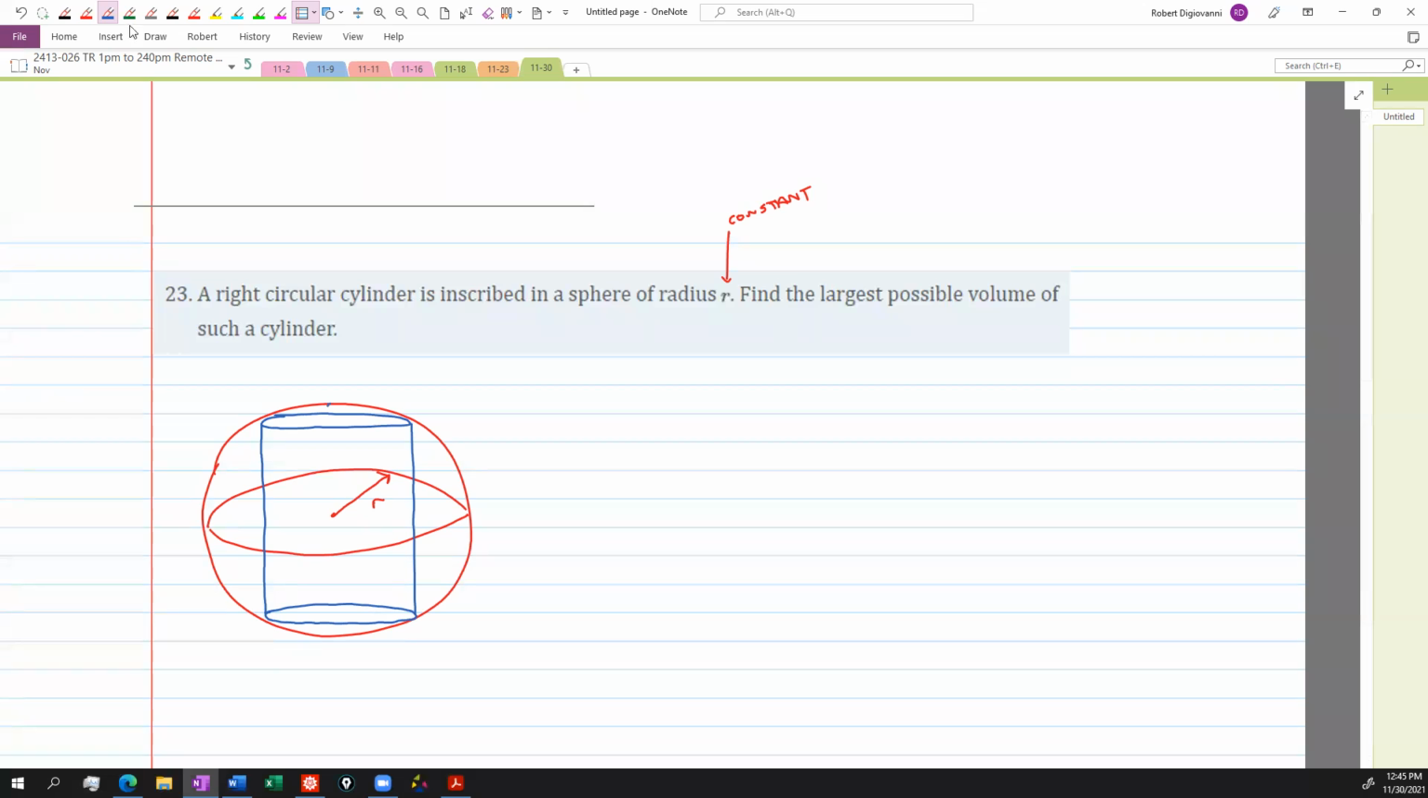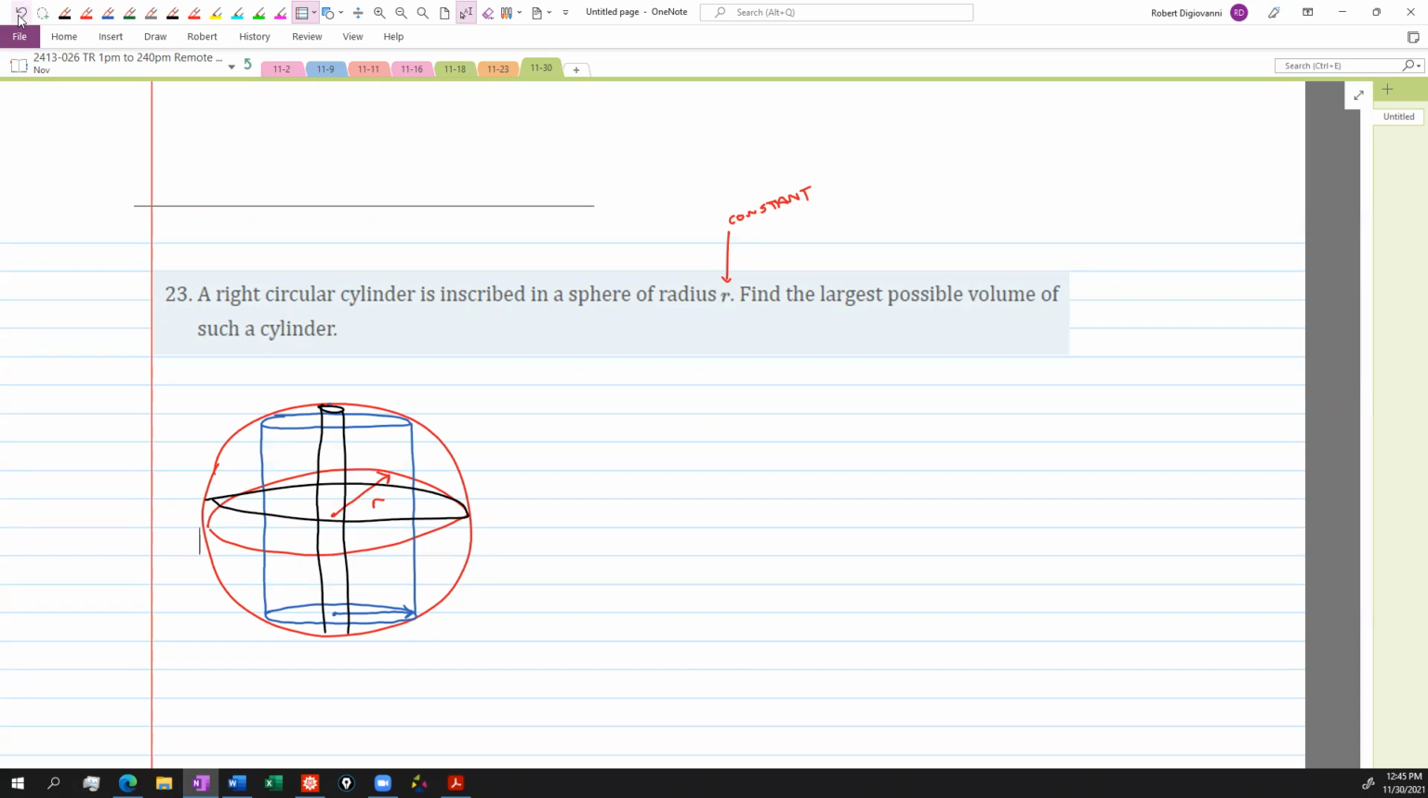Now, this cylinder has its own radius, which is not little r, because little r is the distance from the center of the sphere to the outer edge of the sphere. And this cylinder could be really, really narrow and tall, right? Or it could be really, really wide and not tall. So depending on how we draw the cylinder, it could have a different radius.